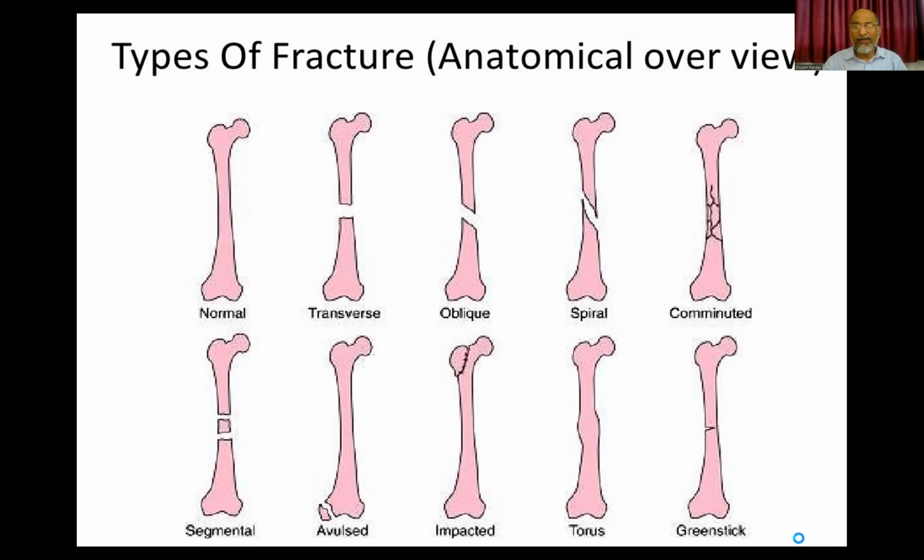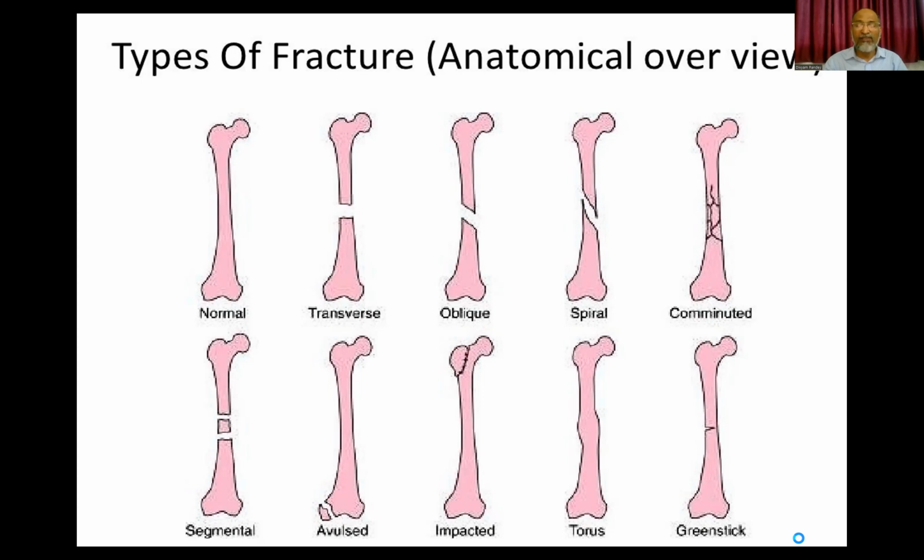Then you have got a segmental fracture. In the segmental fracture, along the long axis of the bone, the fracture lines are passing at two different levels. So a segment or a length of the bone is intact in circumference for a few inches or few centimeters, and that is called a segmental fracture.